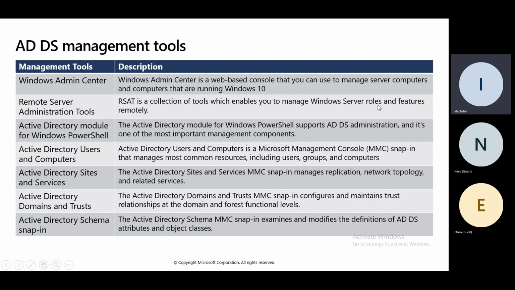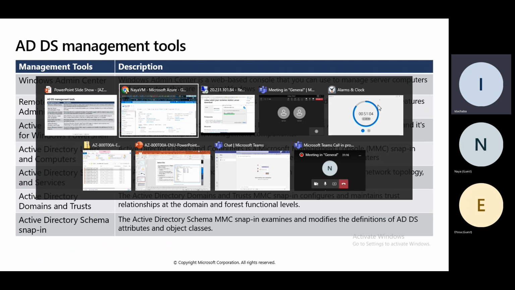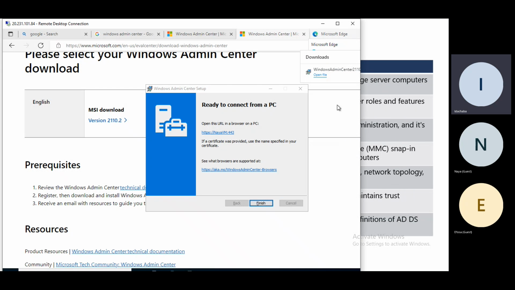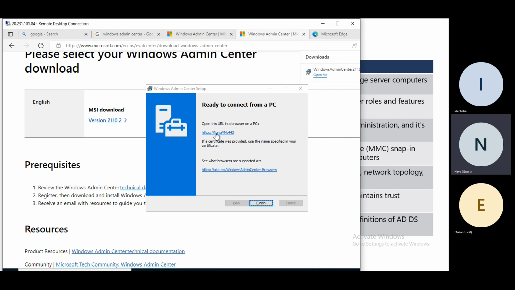Okay, so let me now show you where your Windows Server roles and features are. Let me go back to our VMs. Remember, these are our VMs, ready to connect. So open this browser. If you click on this browser now, see, he has given us a link. See, Maya VM. You can see he has given us a link.